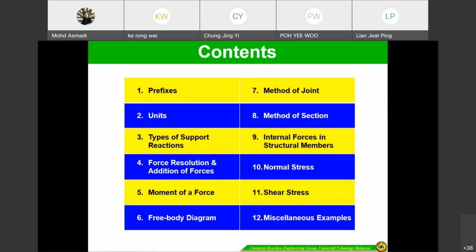Method of sections. This is an additional method. You can combine the method of joints and the method of sections to determine the force in the members, in each member of the truss.